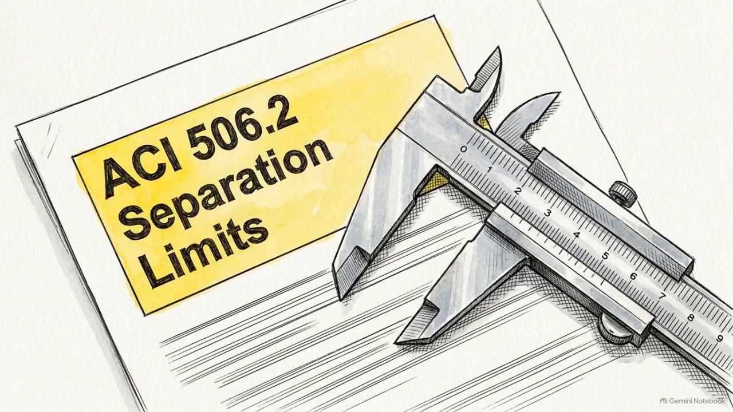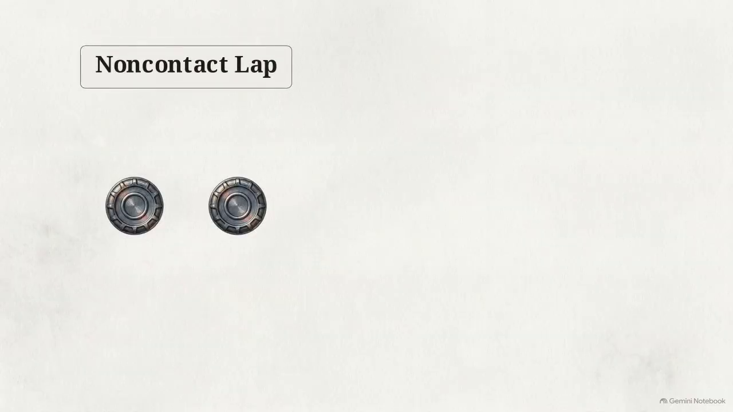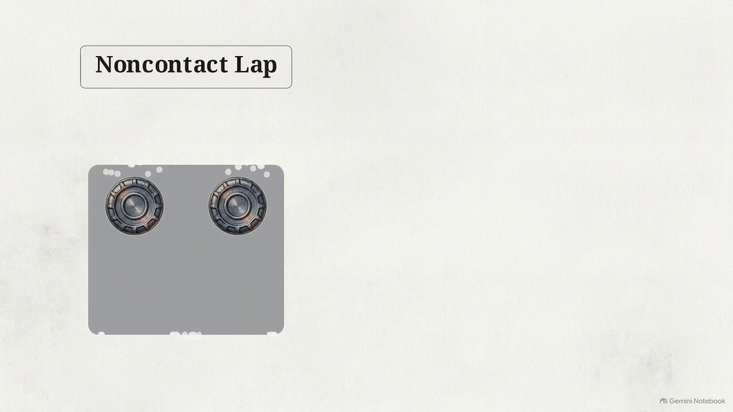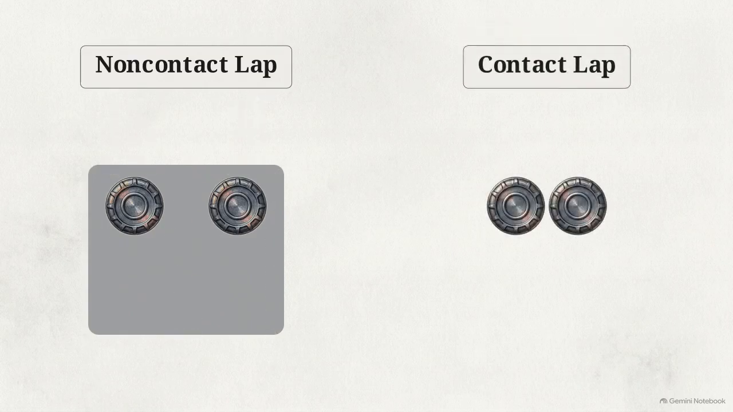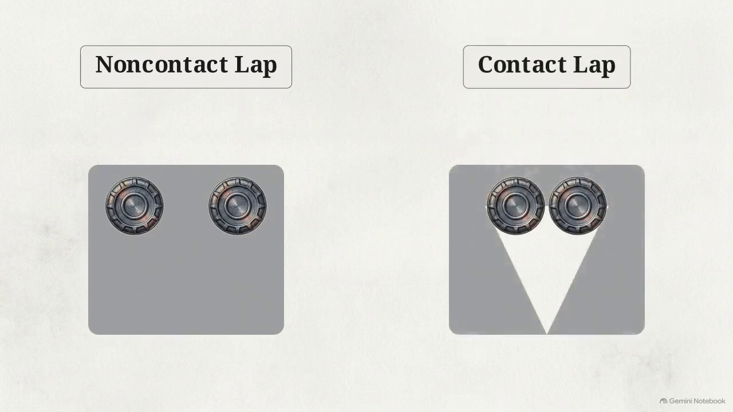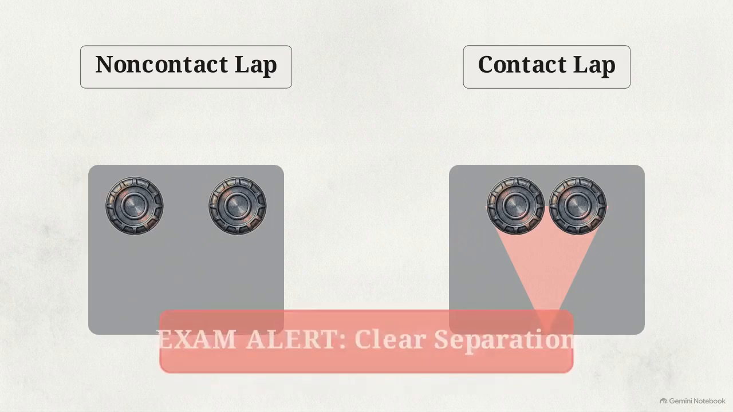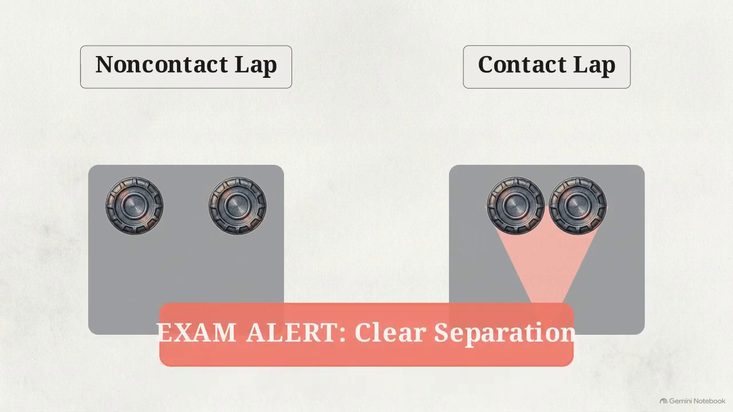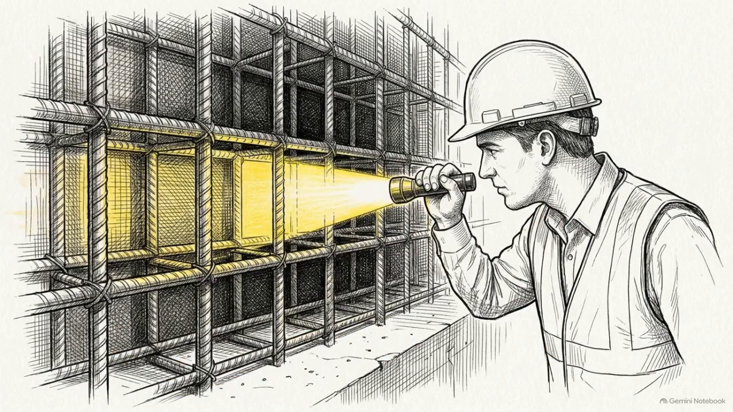ACI 506.2 limits the required separation for these splices based on bar diameter and maximum aggregate size. Non-contact laps are the preferred standard. This separation allows high-velocity material to flow completely between bars. But contact laps present a challenge. Touching bars act as a continuous screen, creating a significantly larger blind spot that blocks the shooting direction. Memorizing spacing codes is a starting point, but the inspector must verify that the actual physical arrangement on site allows for complete encapsulation.